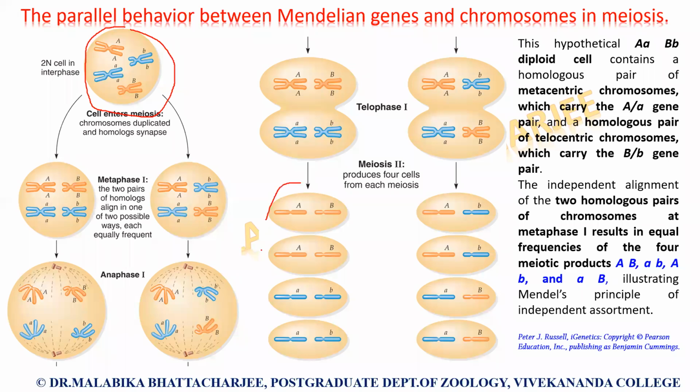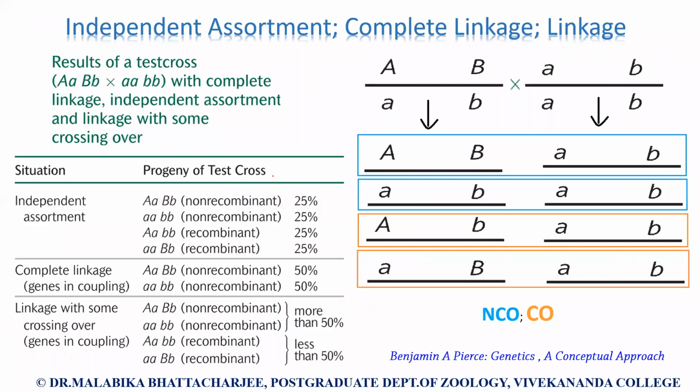They are independently assorted to give us 4 gametes. So this is how the independent assortment of Mendelian traits can be related to meiosis, and this is where we start our present topic. Now let us move to the next slide.